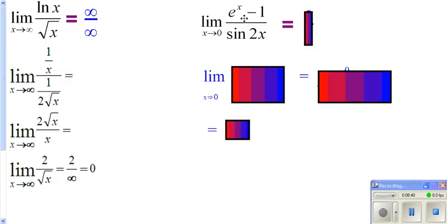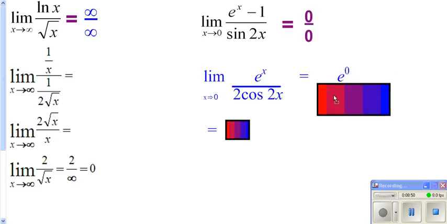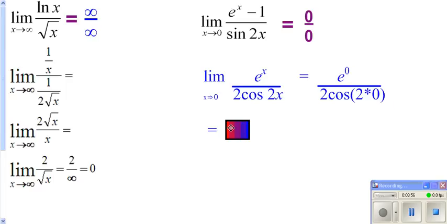Over here, we go ahead and try to plug in 0. Derivative of the top, derivative of the bottom. Then you plug in your 0. E to the 0, which you know is 1. Plug in 0 on the bottom. You get the cosine of 0, which is 1 times 2, so you get 1 over 2.